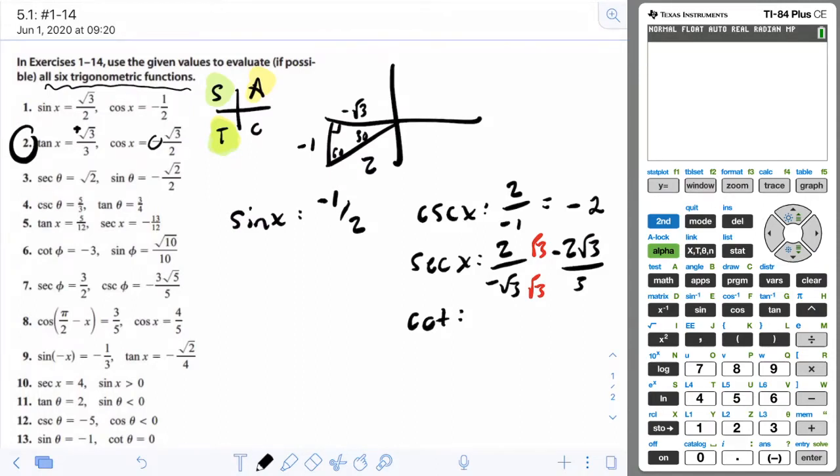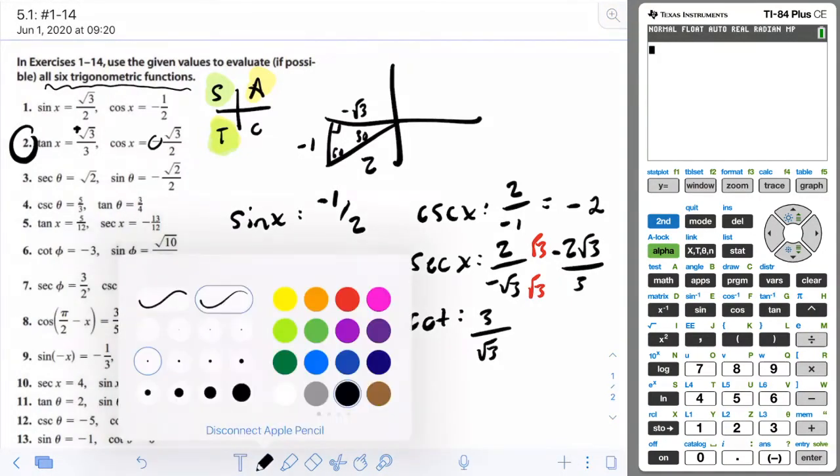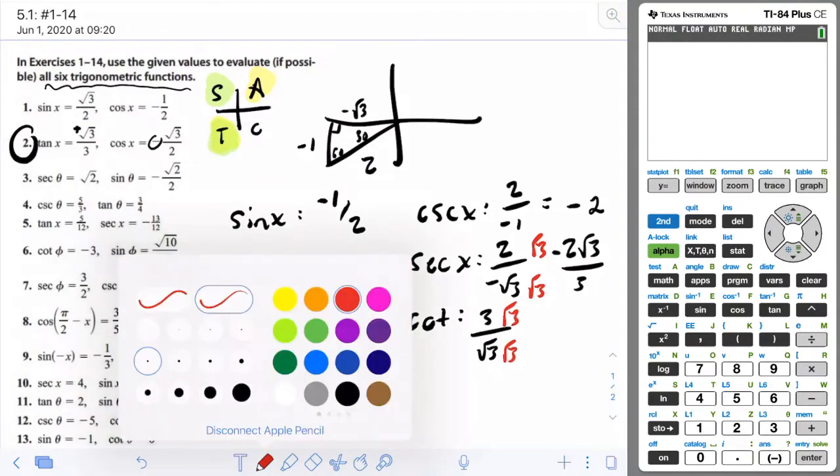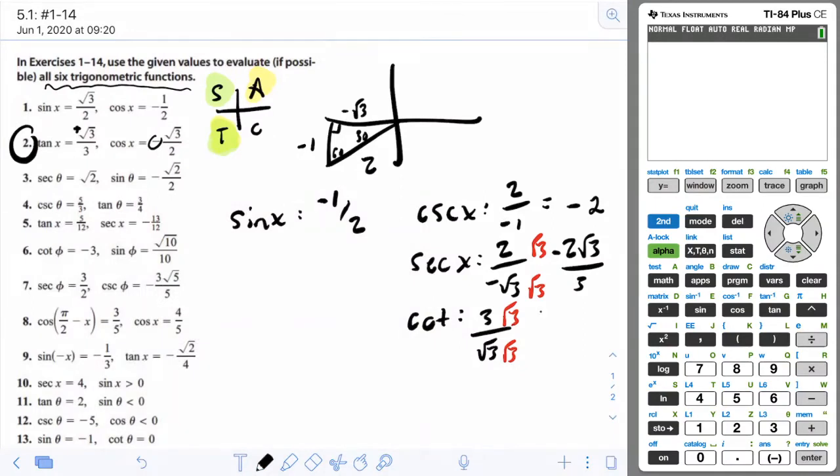And then cotangent, again, just to show, you can flip tangent and just use the reciprocal. So we should be able to do 3 over root 3. So that'll be 3 over square root of 3. Again, we're going to multiply the top and the bottom by the square root of 3 in order to rationalize the denominator. And then that gives us 3 root 3 over 3. 3's cancel, and you just end up with the square root of 3.